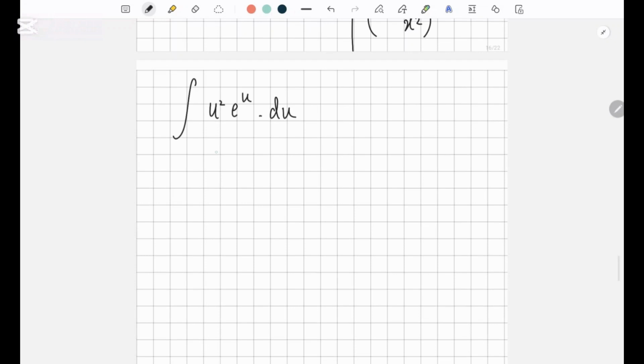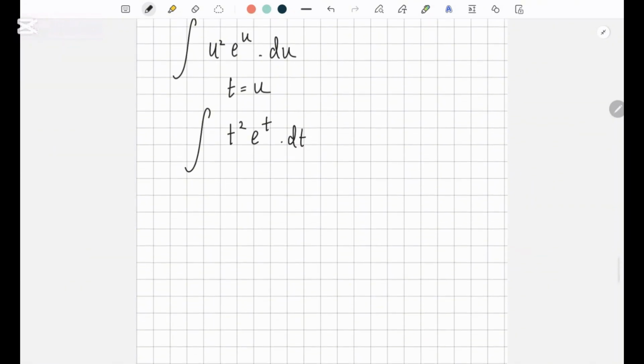Now I took the substitution in terms of u, right? I'll just make this t equals u. So I'll rewrite it as t squared into e to the power t dt. The reason I'm doing that is because I'm going to use integration by parts to solve this. And when using integration by parts, the formula comes with uv minus the integral of v du over dx into dx.